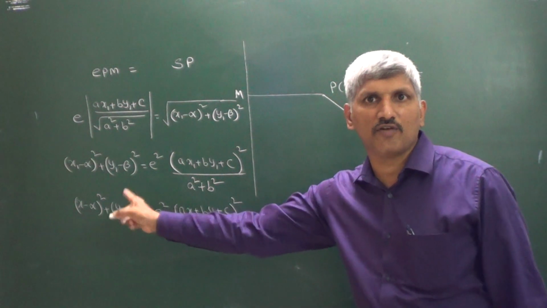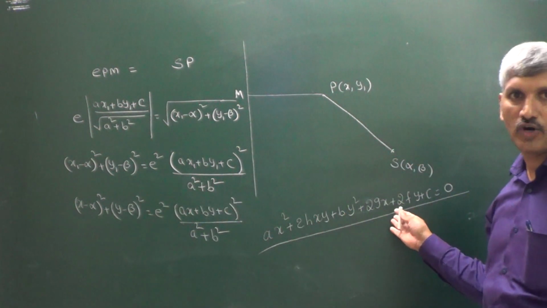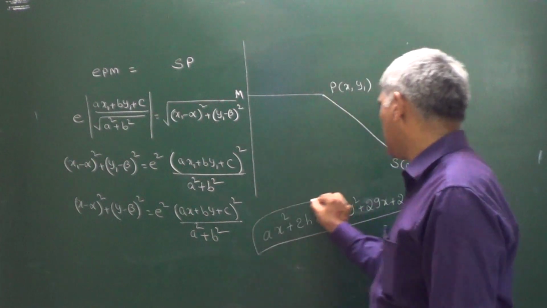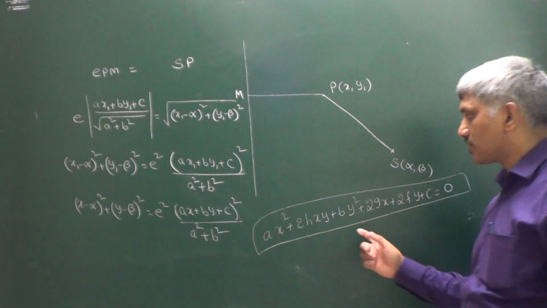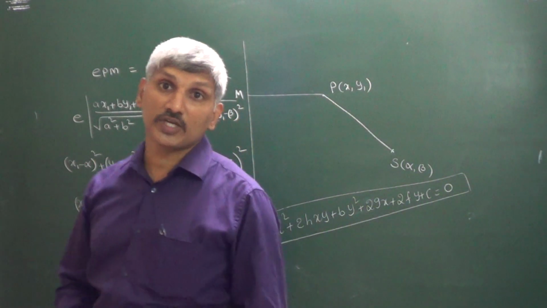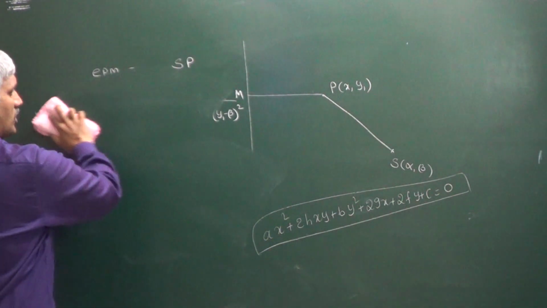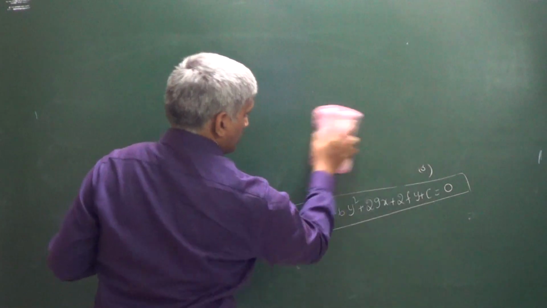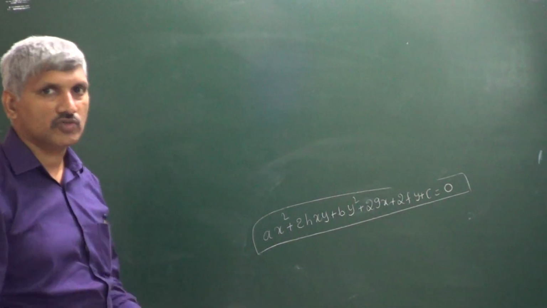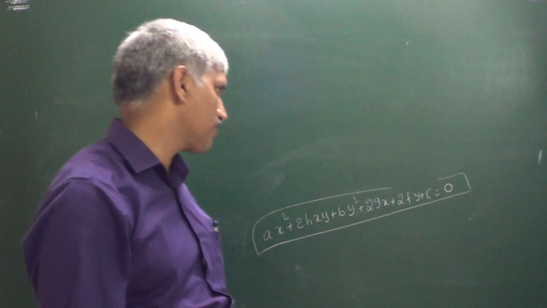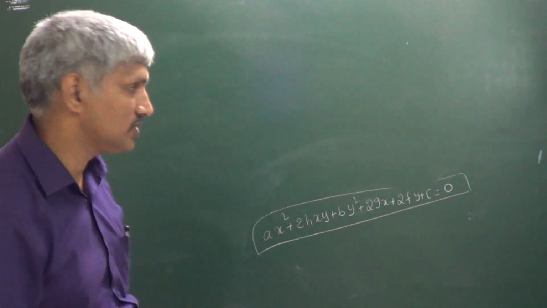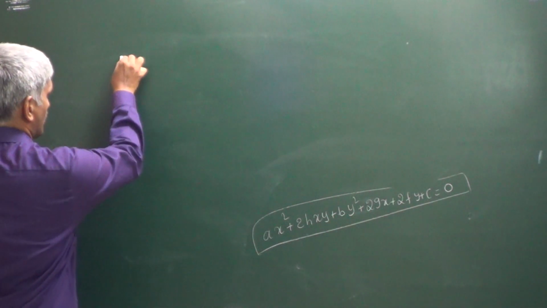The simplification of this equation you will get in this form. This is the general second degree equation, right? The general second degree equation represents a different locus under different conditions. The general second degree equation ax square plus 2hxy plus by square plus 2gx plus 2fy plus c is equals to 0 under the condition delta.